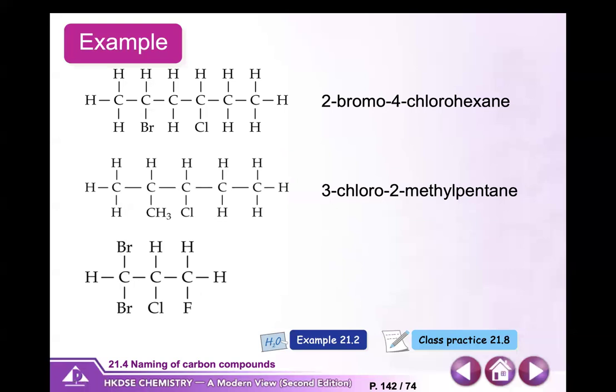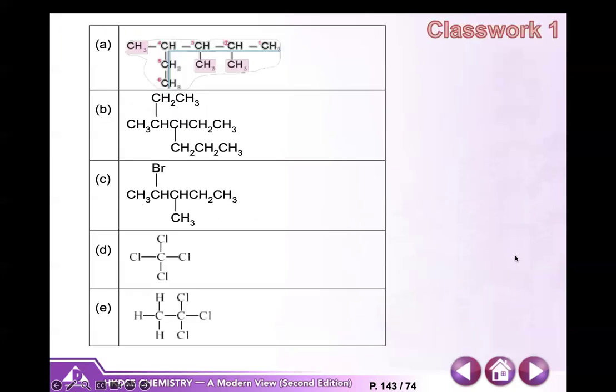Attaching to the first carbon, we have dibromo. So it is 1,1-dibromo. And then at the second carbon, there is a chloro group, 2-chloro. And then the third carbon contains a fluoro group. So it will be 3-fluoropropane. So you may now try classwork 1 now.